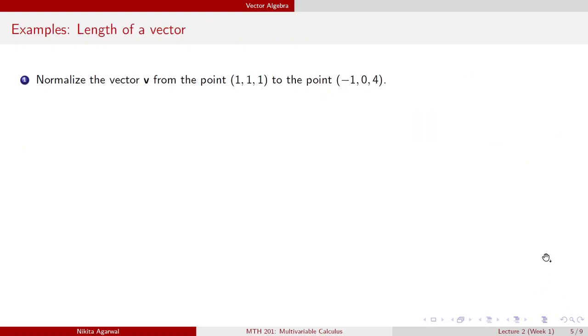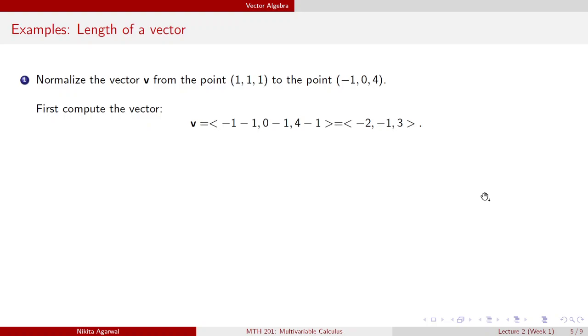Okay, so now let us discuss an example. So the question is, normalize the vector v from the point 1, 1, 1 to the point minus 1, 0, 4. Okay. So let us first compute the vector. How do you compute the vector from this point to this point? It's just this minus this, term wise or coordinate wise. So you get minus 1 minus 1, 0 minus 1, 4 minus 1, which gives you minus 2, minus 1, 3. So this is the vector.